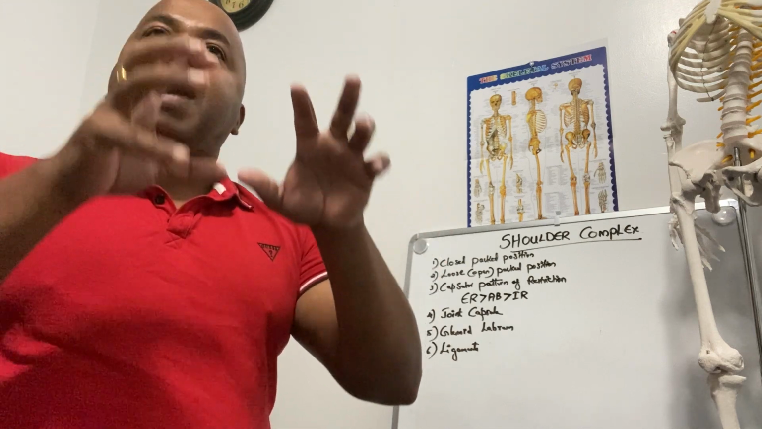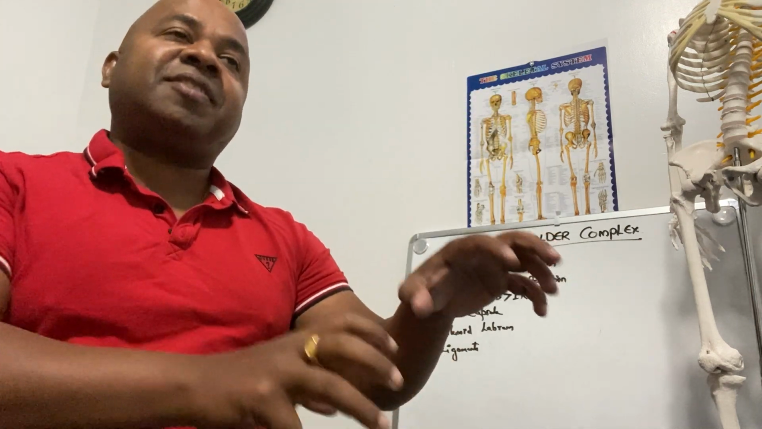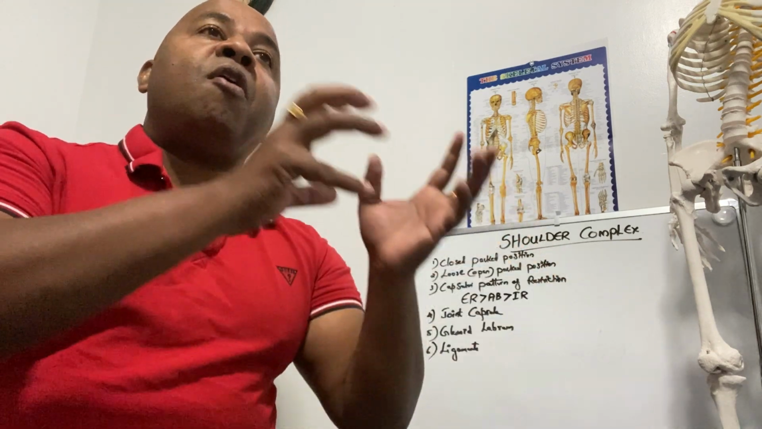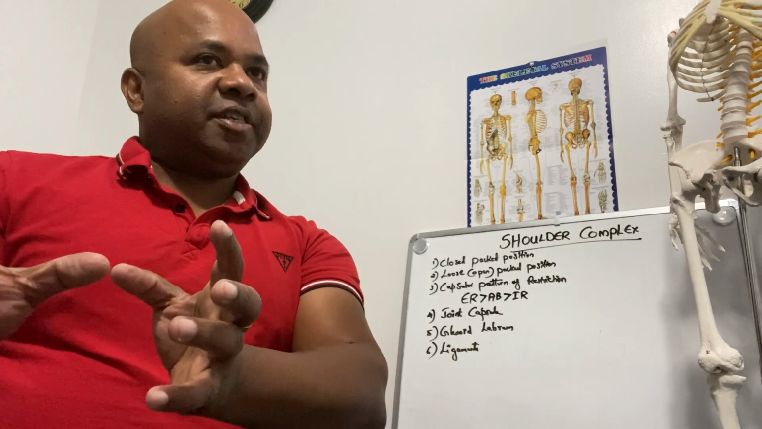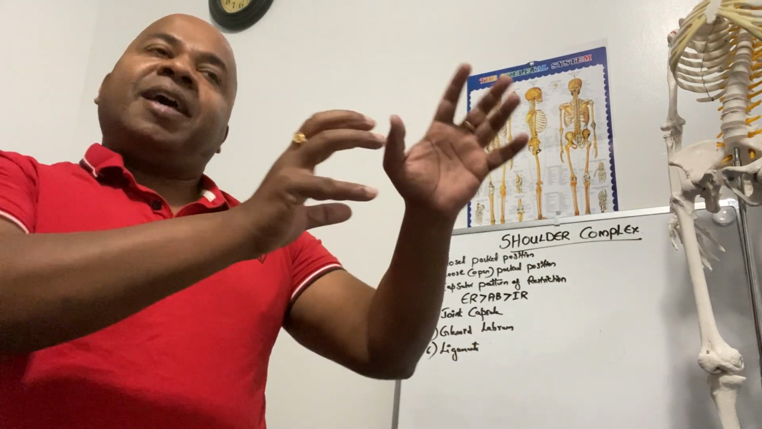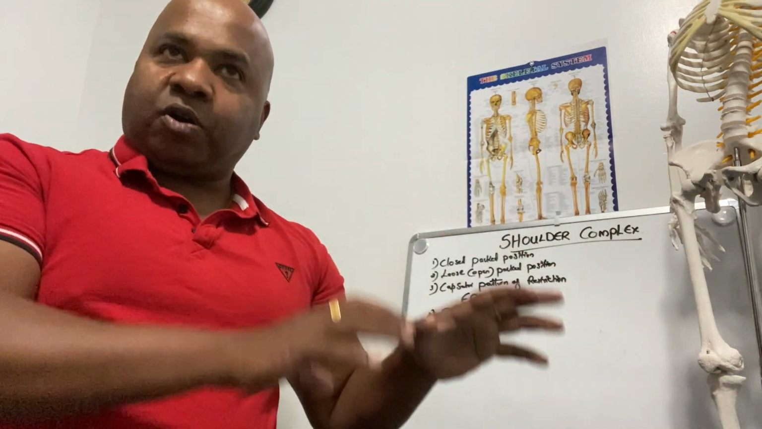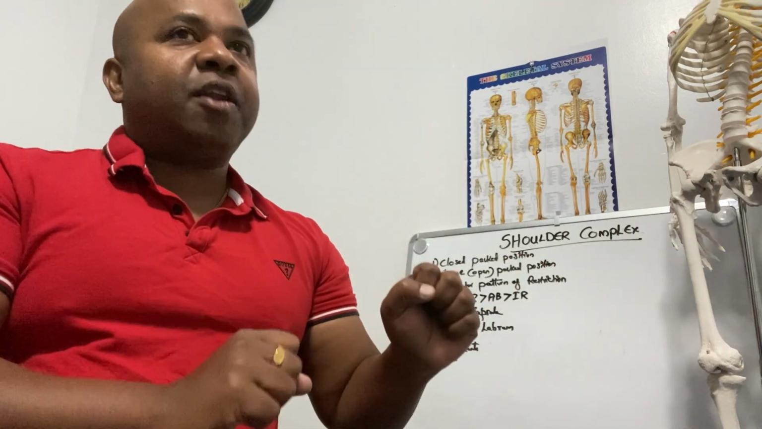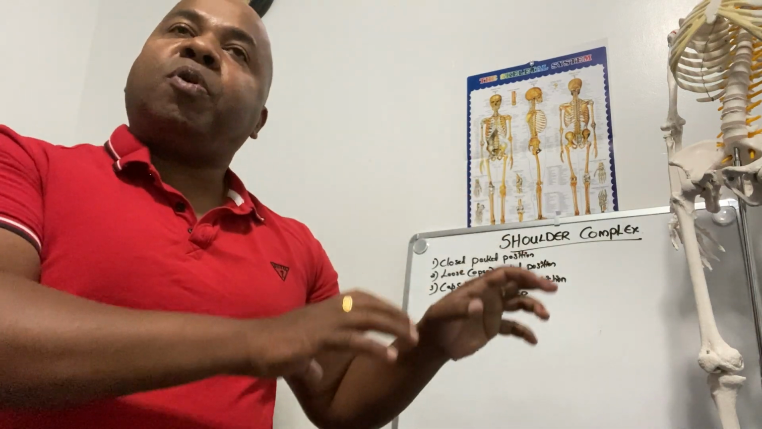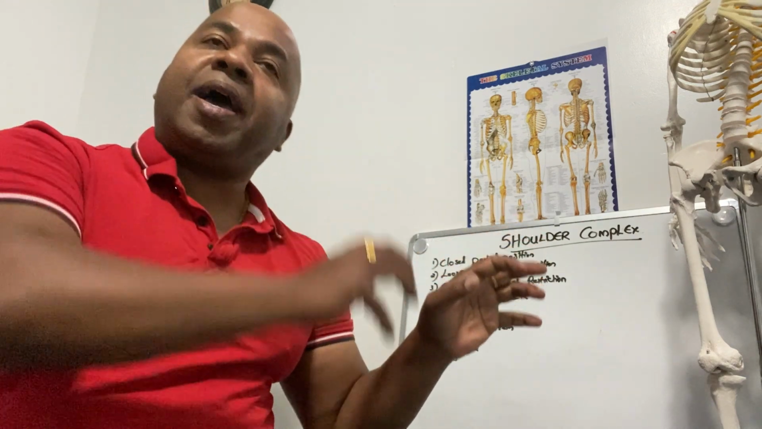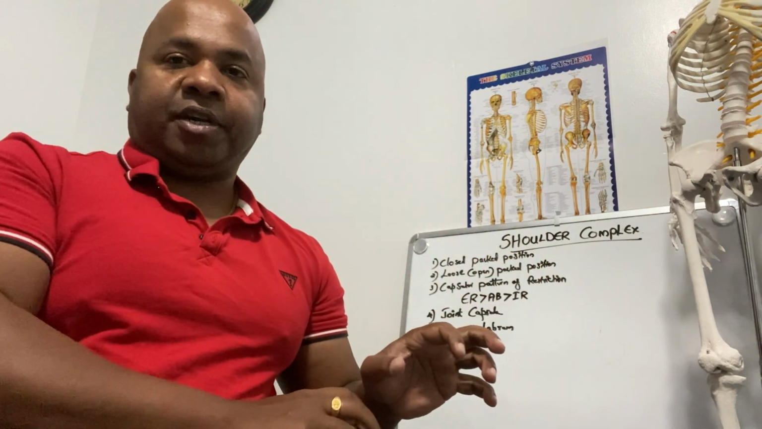The capsular pattern is usually external rotation, followed by abduction and internal rotation. That is, the movement pattern in the capsular pattern of restriction is external rotation followed by abduction followed by internal rotation. Minimal external rotation is possible, external rotation movements are largely not possible, followed by restriction of abduction and internal rotation.